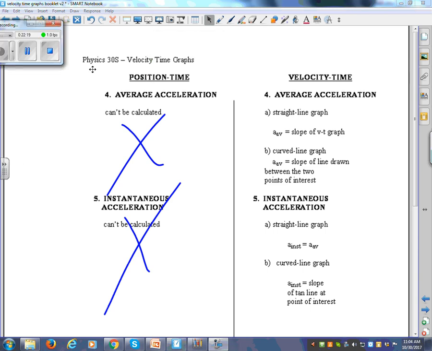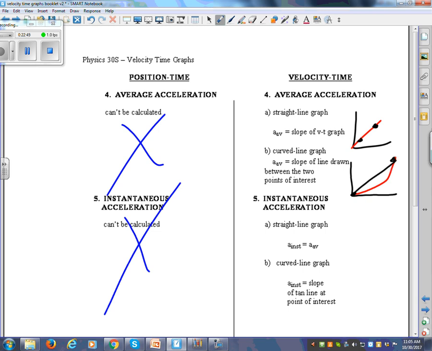Okay, velocity time. Average acceleration. If it's a straight line graph, acceleration is the slope of the VT graph. Straight line graph, so you find the slope. If it's a curved line graph, what do you do? Pick your 2 points, draw a line, because we're talking about average over the interval. Average, it's over that interval.